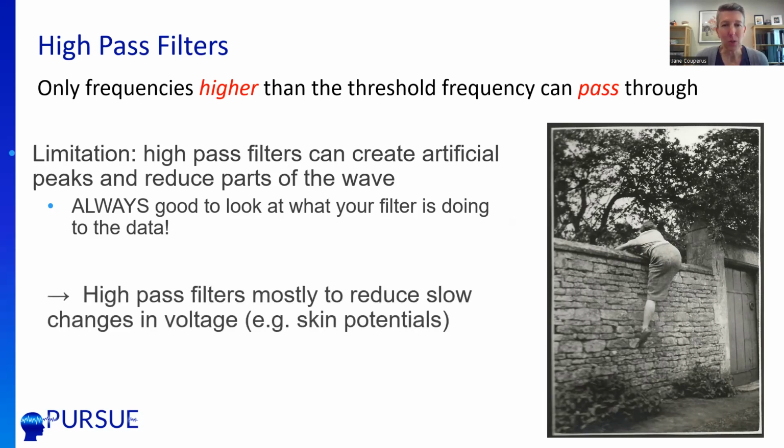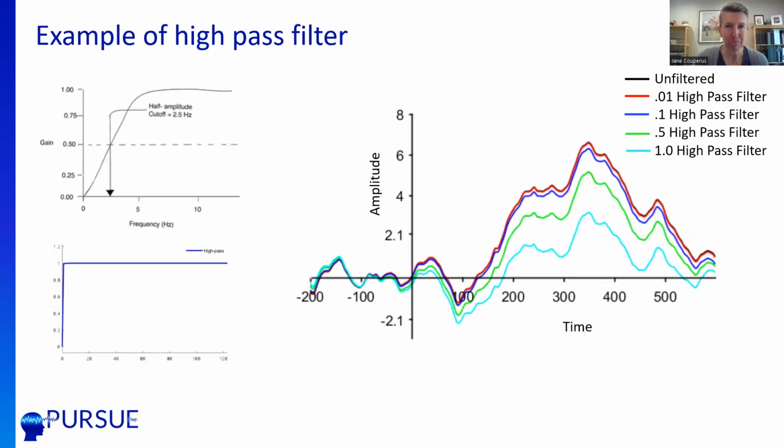High pass filters are mostly used to reduce slow changes in voltage. These are things like skin potentials that are much lower in frequency. What it actually does to your data, you can see kind of in the right-hand image. So the higher your high pass filter, kind of the more squat your actual waveforms get. So it will reduce the amplitude of your waveforms the higher you get. And if you're interested in a small high-peaked component, this may not be a good idea. So you want to think about how much you want to increase your high-pass filter because of this effect.